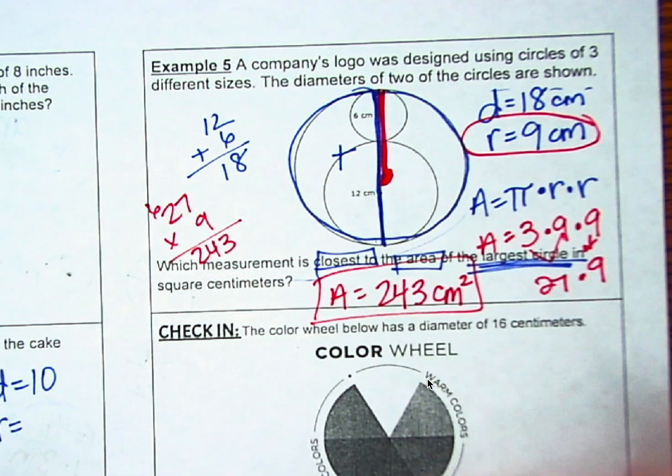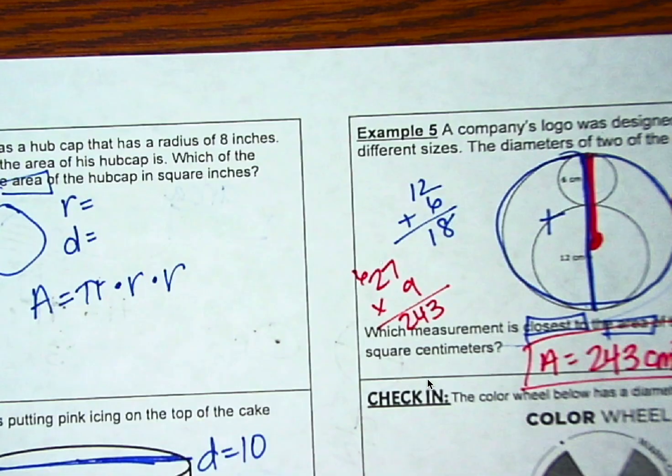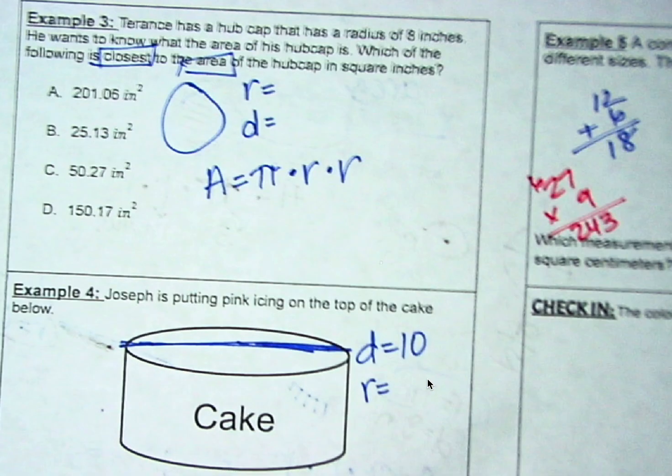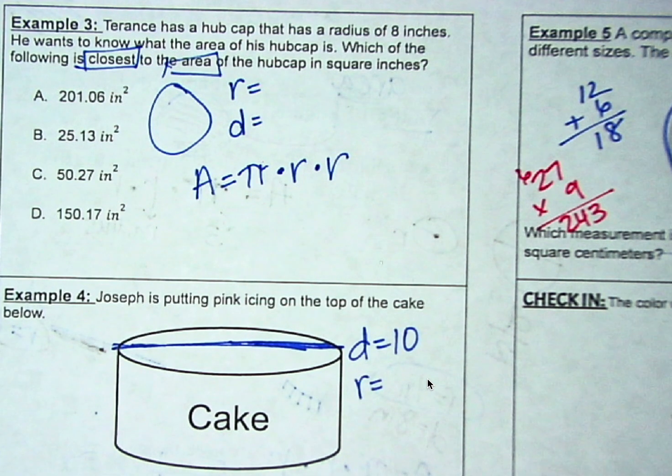Box your answer. Okay, I want you to do example 3, 4, and the check-in. I will grade this on Monday. I also, after this, I want you to do those 6 questions on the Google form. Make sure you turn it in so I can grade it today.